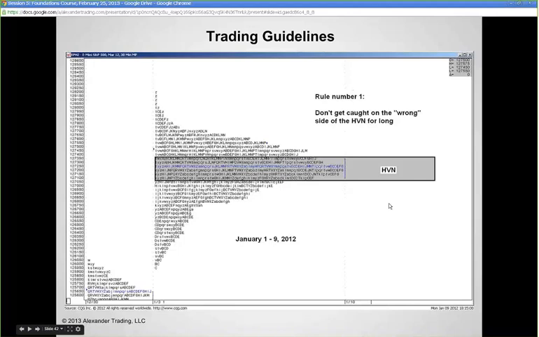Okay, here you go. Here's the schematic. Here's your auction. Here's your high volume node. So the gross idea is to be long above here, short below here. If I go short in here, my stop is here. If I go long in here, my stop is here.